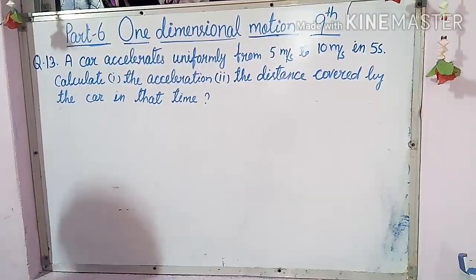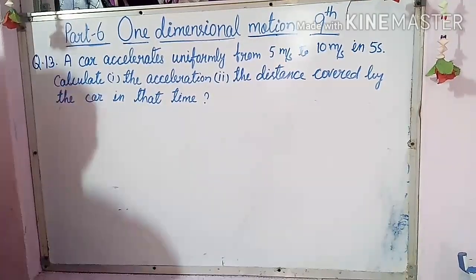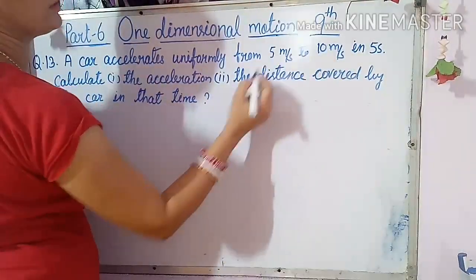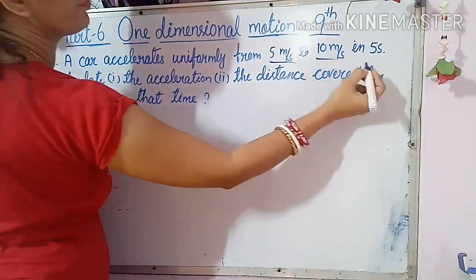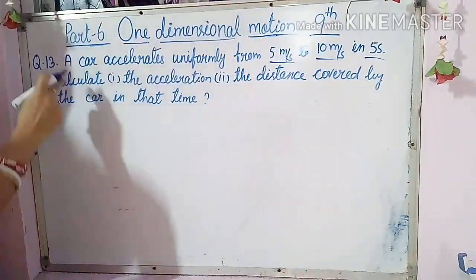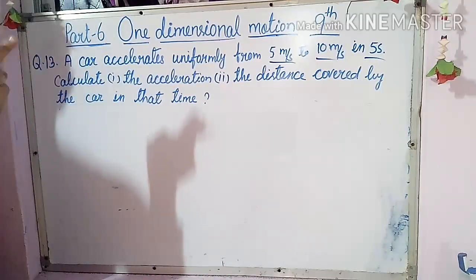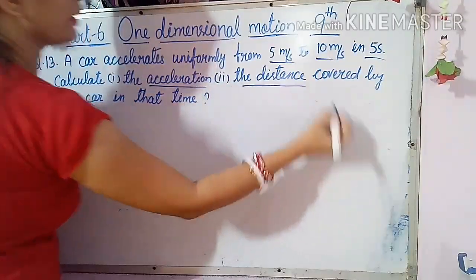Now children, you see the next question. A car accelerates uniformly from 5 meter per second to 10 meter per second. Two velocities are given, which means one is initial and the second one is final, in 5 seconds, which is the time. Calculate (a) and (b). That means you have to calculate two things: one is the acceleration, the second one is the distance.